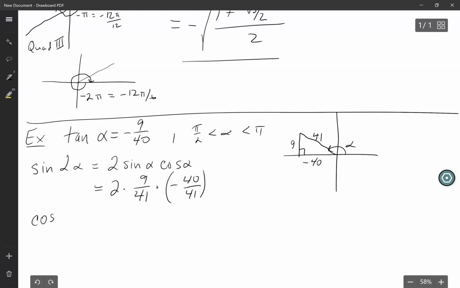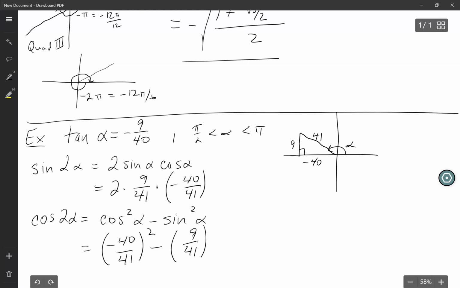Could do the same thing for cosine of 2 alpha. One of the ways to write cosine of 2 alpha is cosine squared alpha minus sine squared alpha. Cosine alpha again is negative 40 over 41. Sine of alpha is 9 over 41. So we get negative 40 over 41 squared minus 9 over 41 squared. Again, you could simplify the arithmetic, but this is perfectly acceptable for our purposes.